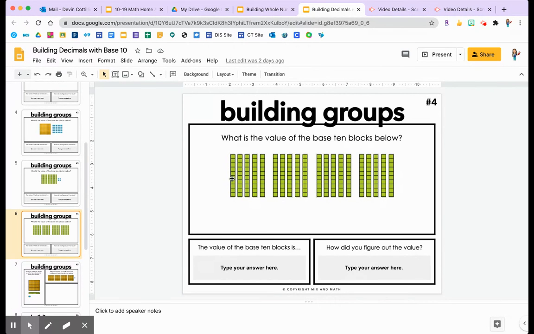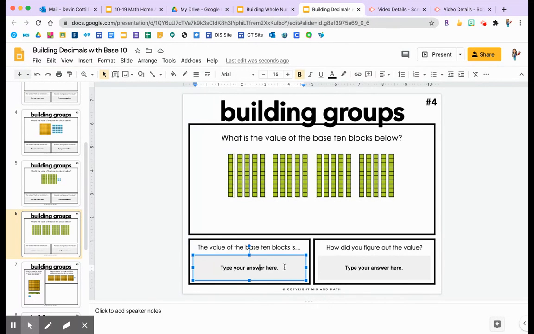So I know that each one of these rods is worth 1/10. So I have 1, 2, 3, 4, 5, 6, 7, 8, 9, 10. So I know that all of these together is 1 whole. And then I'm going to count over here, 1, 2, 3, 4, 5, 6, 7, 8, 9, 10. So my answer is 2. So I have 2 wholes because of my base 10 blocks.